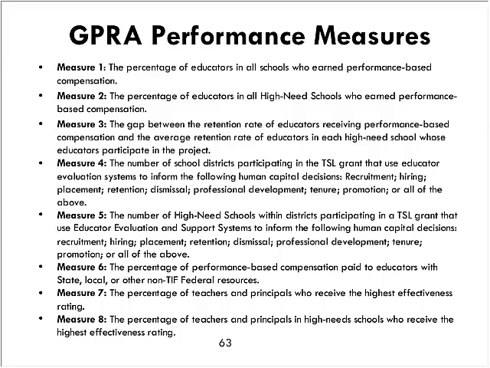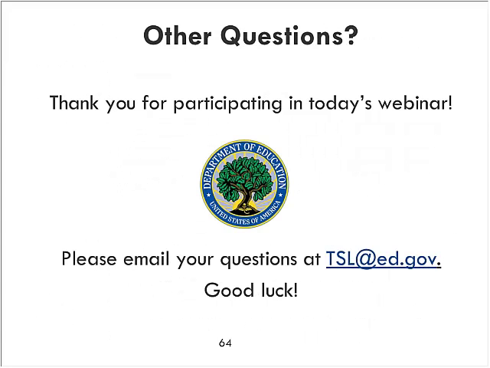The number of high-need schools within districts participating in a TSL grant that use educator evaluation and support systems to inform the following human capital decisions: recruitment, hiring, placement, retention. Again, we've talked about those, so I won't go through them all. Measure 6 is the percentage of performance-based compensation paid to educators with state, local, or other non-TIF federal resources. Measure 7 is the percentage of teachers and principals who receive the highest effectiveness rating. And then Measure 8 is the percentage of teachers and principals in high-need schools who receive the highest effectiveness rating. Okay? And that was the last slide.